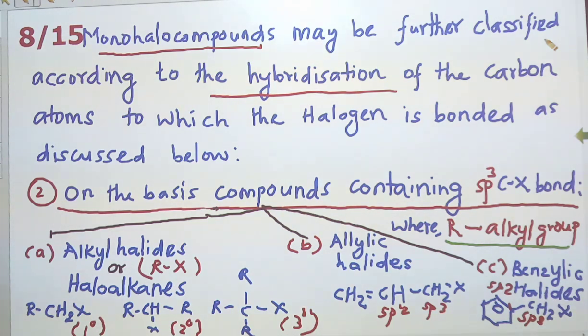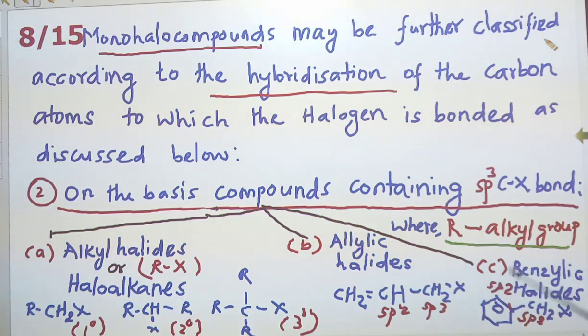Let us see the second classification on the basis of compounds containing sp3 hybridized carbon-X bond. It is further divided into three ways. One is alkyl halide, second one is allylic halide, third one is benzylic halide. When we go for alkyl halide, it is nothing but haloalkanes. It is further classified as primary, secondary, tertiary halides.